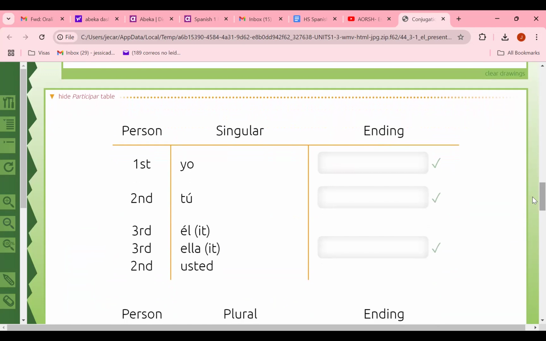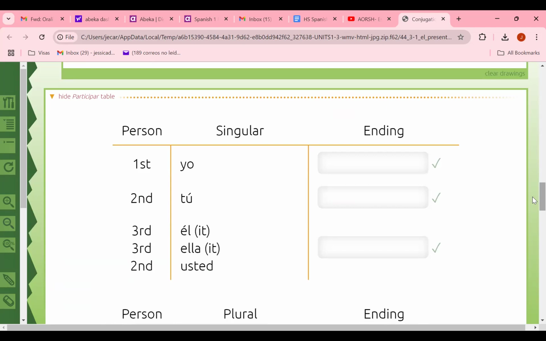No, it's word 13, practicar. Oh my gosh. Participar, to participate. No, you don't have it. Participar means to participate, okay? And you don't have it there. But it ends in AR, okay? So that's all we have to know. So let's give this a try.